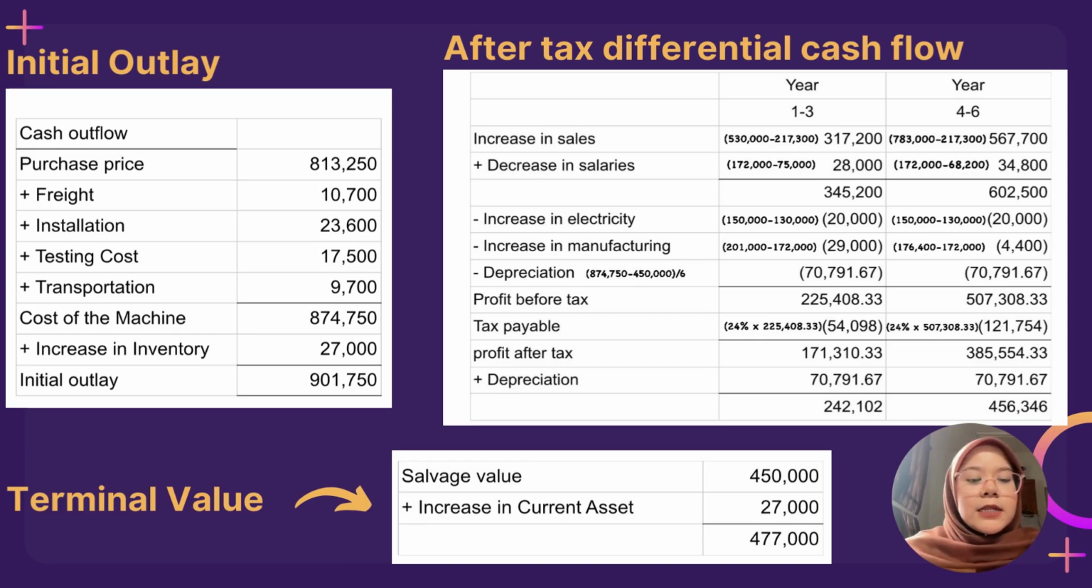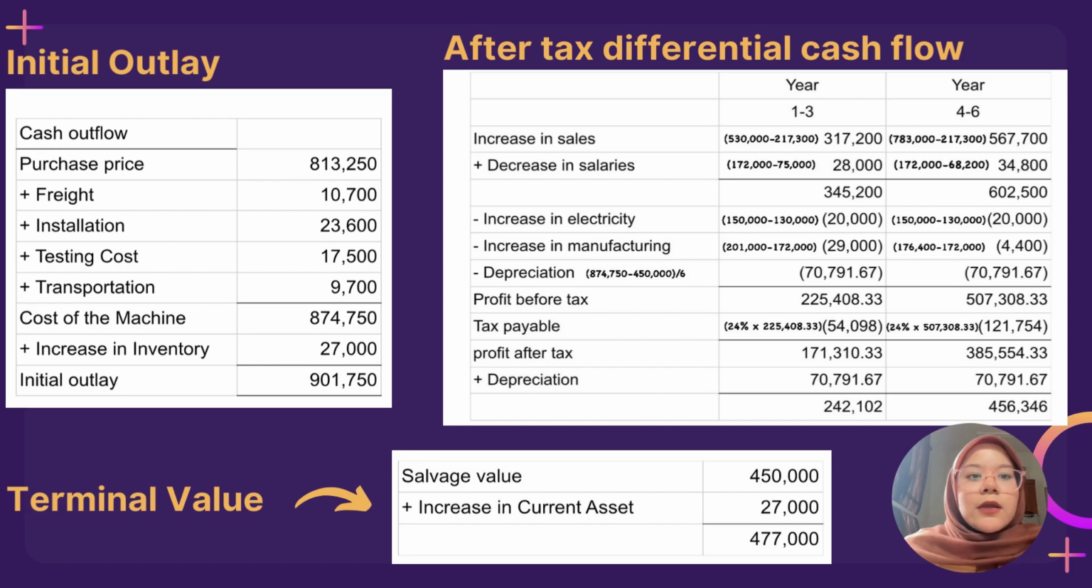We have year 1 until year 3 and year 4 until year 6. For the sales, year 1 until year 3 is 317,200, and for year 4 until year 6 is 567,700. We plus with decrease in salary. For year 1 until year 3 we have 28,000, and for year 4 until year 6 we have 34,800. So the total of year 1 until year 3 is 345,200, and for year 4 until year 6 we have 602,500.